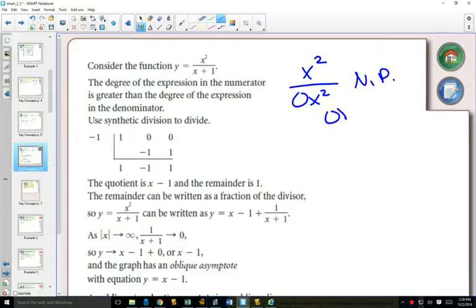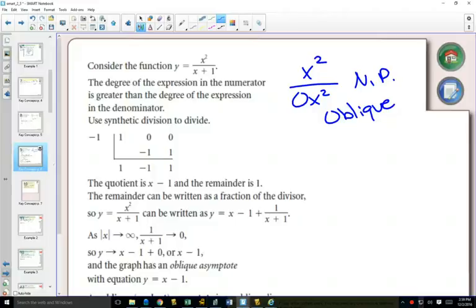Any time that it's not possible, we will have an oblique asymptote, unless there was a hole that we missed earlier. But if it's been simplified and the holes have been taken out, and you still have the highest degree causing you to divide by 0, you're going to have an oblique asymptote. To find the equation of the oblique asymptote is a little bit more complicated. We have to use our synthetic division.